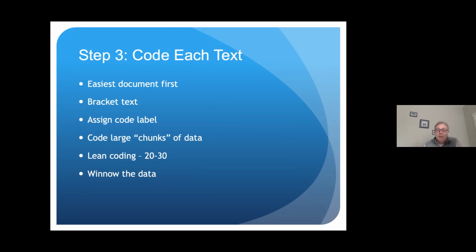If you have multiple transcripts or documents to start from, I would recommend starting with the easiest, most straightforward ones. That's a way to really develop your initial codebook, rather than starting with an interview that was maybe more complex or included tangents, for instance. And then as you're reading it, you're bracketing the text either by hand or in software and assigning a code label. So that code is something that you create.